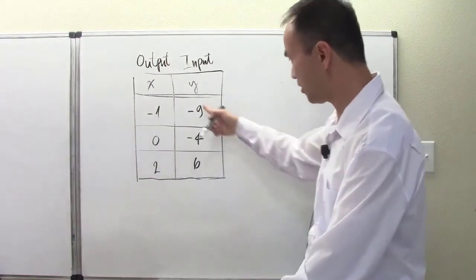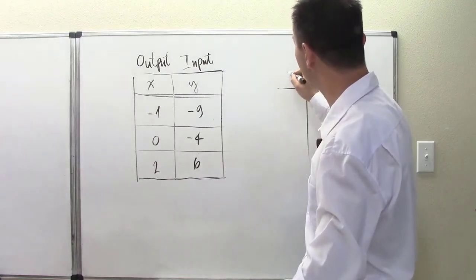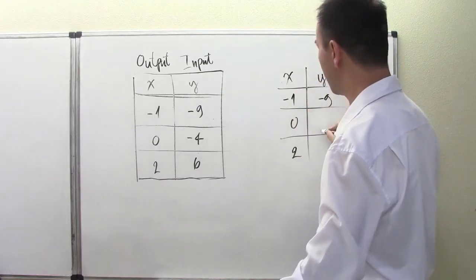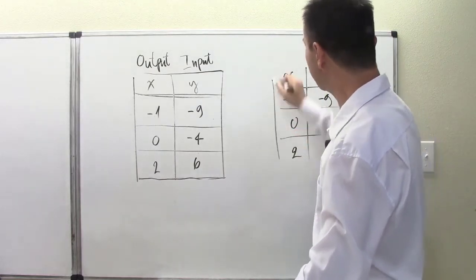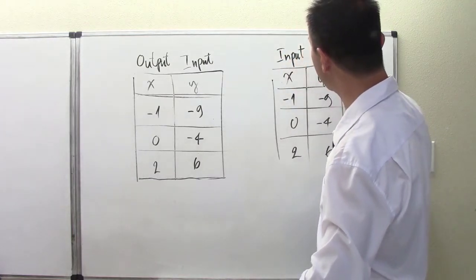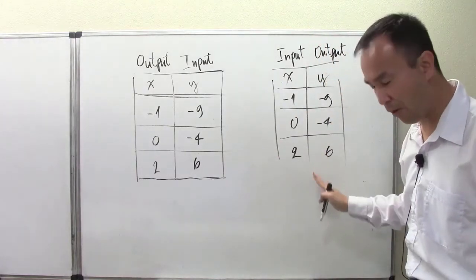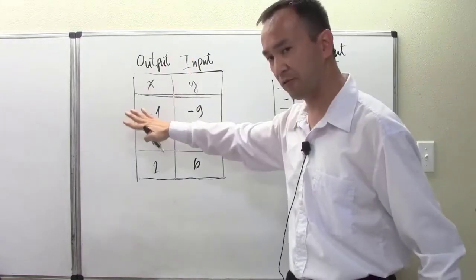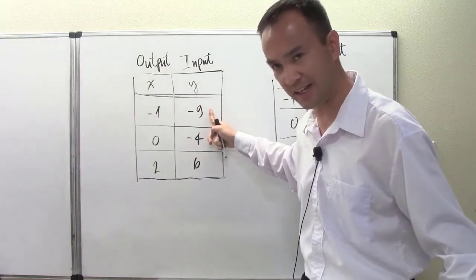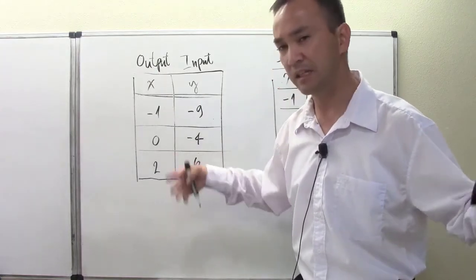So what's the rule? The rule is right here again. I'm not saying that it's the same rule. Same table: -1, 0, and 2; -9, -4, and 6. If we treat x as the input and y as the output, there was a rule. Knowing it or not is not important, but there was a rule. And now if we think about it the other way around, because naming the input doesn't always have to be x, and the output doesn't always have to be y. It can be a t, it can be a z, or whatever.